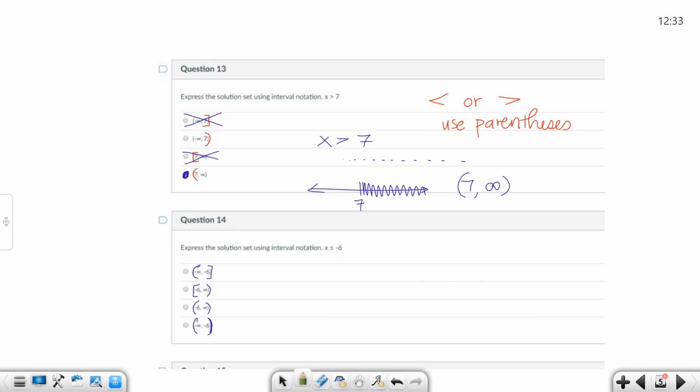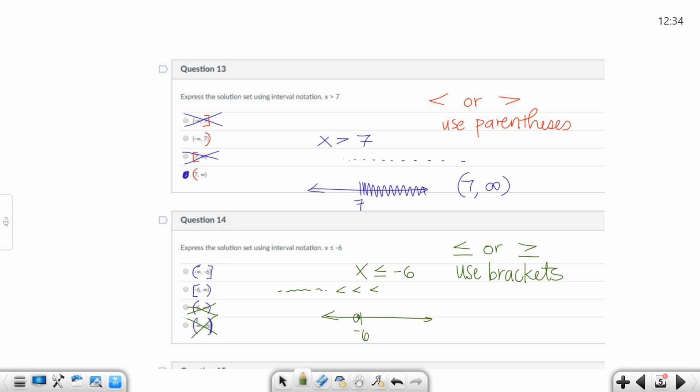What we know about this one, if your symbol is this symbol or this symbol, it's going to use brackets. So for this one, we would only pick the one with brackets. Now, notice it says x is less than or equal to -6. So you'll notice it's pointing in this direction. So that's the way we're going to shade.